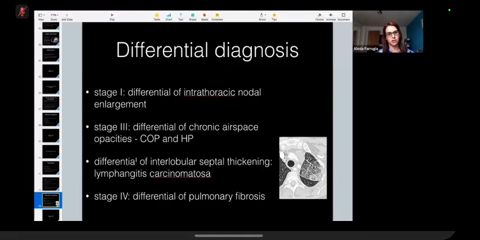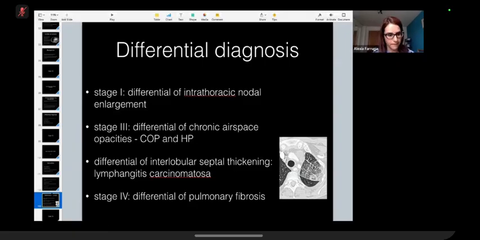The differential of interlobular septal thickening, which we didn't see much of here, but it's also a lymphangitic process, would be lymphangitis carcinomatosa, typically in a patient with a known malignancy, with a significant interval increase in size of the primary tumor and infiltration into the vasculature and into the lymphatics. And with stage 4 sarcoid, your differential would be that of a pulmonary fibrosis. So a UIP pattern would be a differential or a fibrotic NSIP picture.